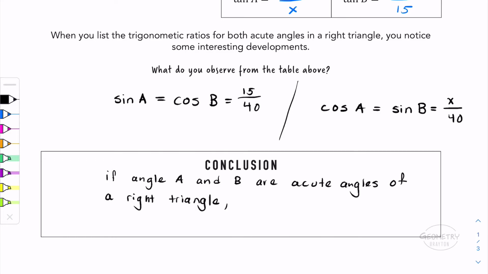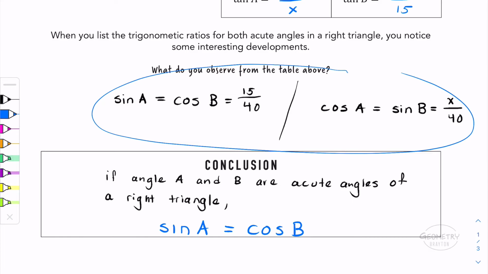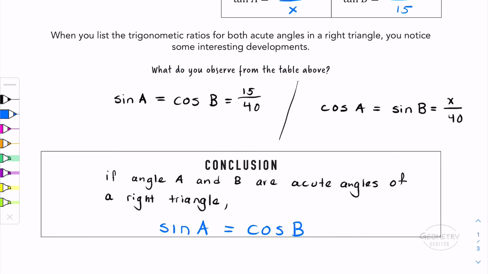then we know that sine of A is equal to cosine of B, and vice versa. We could say cosine of A is equal to sine of B, basically what we wrote up here. So we have cofunctions, or we have functions that are equal to the same thing.